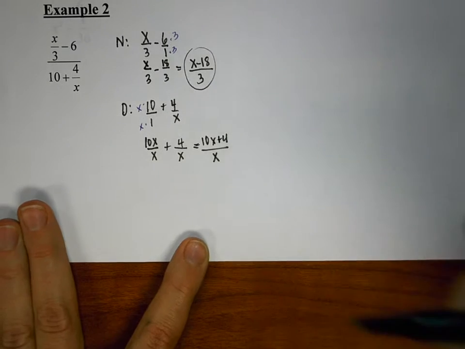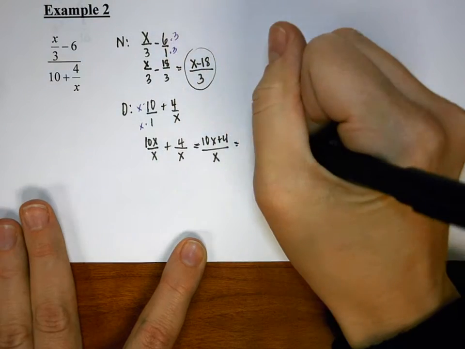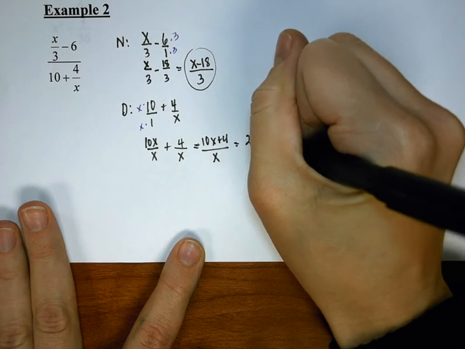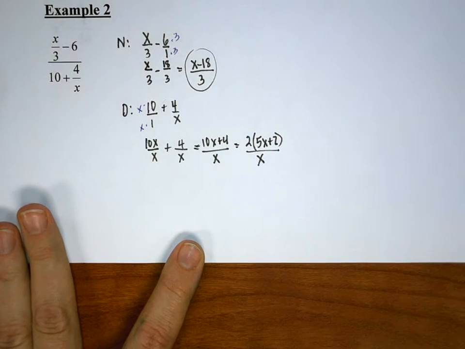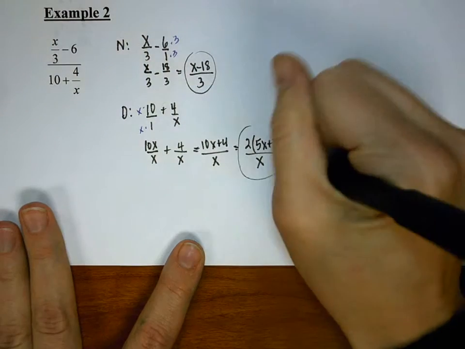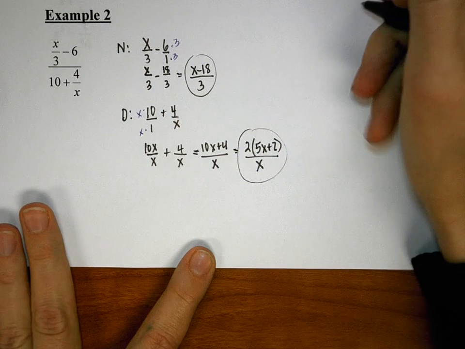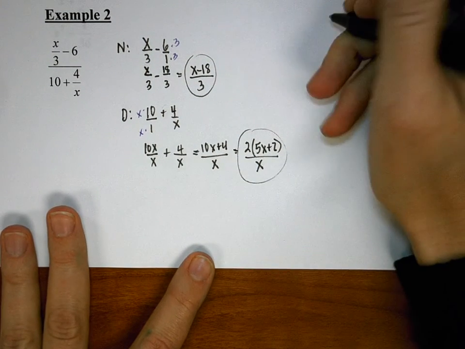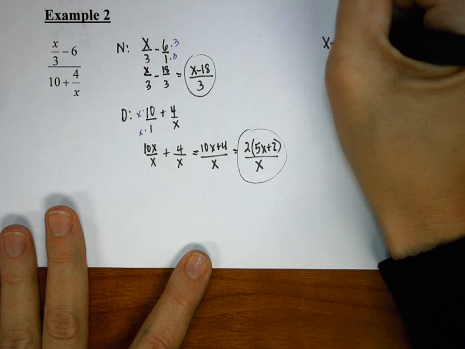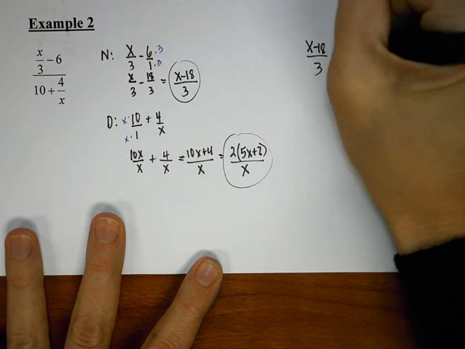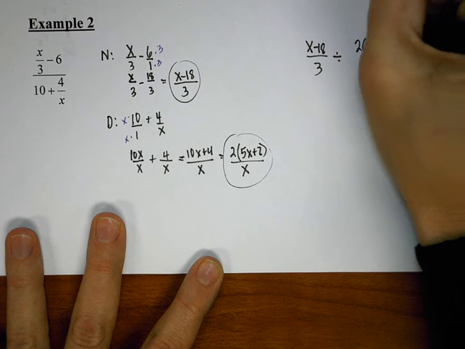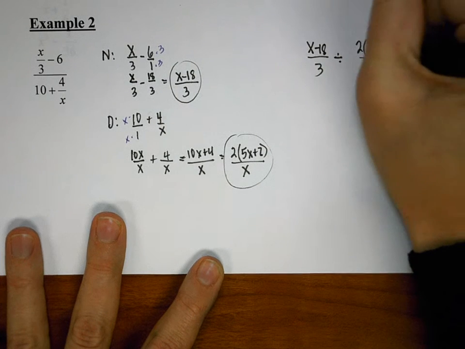And always check if you can factor. Here I could take out a GCF, which is 2, and I'm left with 5x plus 2, and this is all over x. So my denominator has been simplified. Okay, now if we write this, this is x minus 18 over 3 divided by 2 times 5x plus 2 all over x.